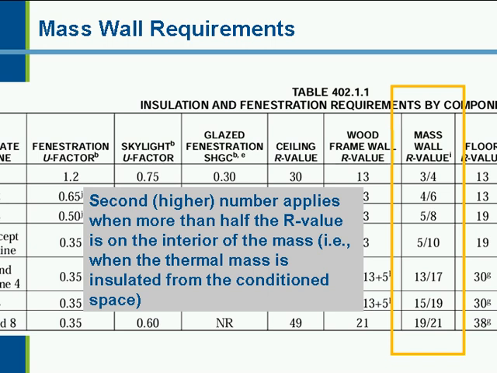Now the two numbers you see in that column, the 3/4 in Zone 1, the second number, the higher number, applies when more than half of the R value is going to be on the inside of the wall mass. And what that means is the thermally massive walls lose a lot of their advantage when you insulate the building from them. So it's much better from an energy standpoint to have the insulation on the outside of a thermally massive wall than it is to have it on the inside. So if you have most of the insulation on the inside, you have to have a little bit more of it.